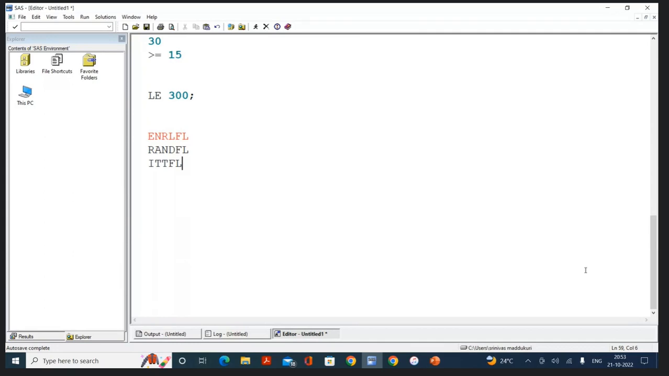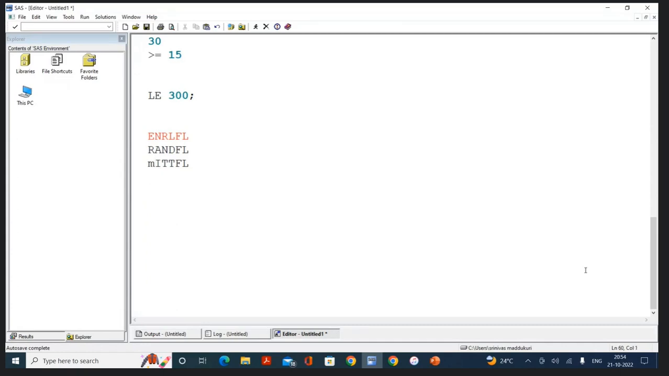So if the randomization code is not equal to missing value and TRTP is not equal to missing value, then ITTFL, intent to treat flag, is equal to Y. And in some studies, instead of ITTFL, we are going to have MITTFL, which means modified intent to treat flag.